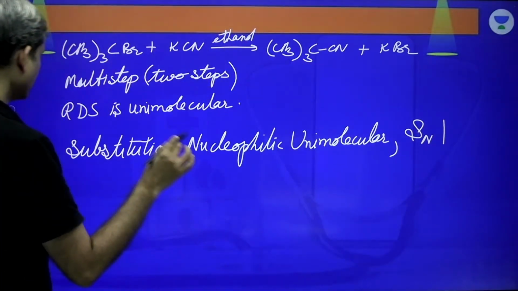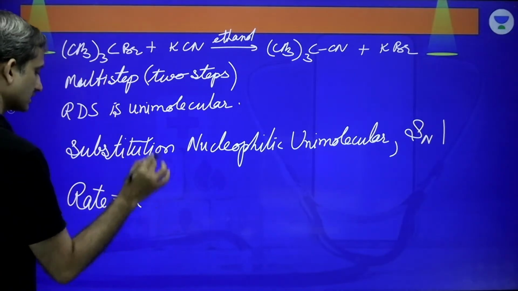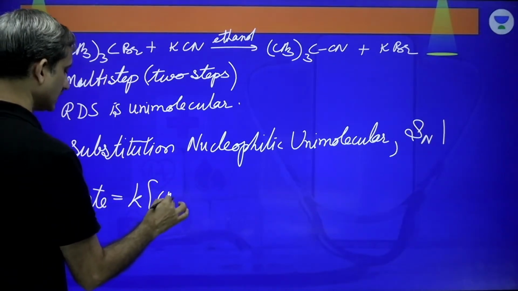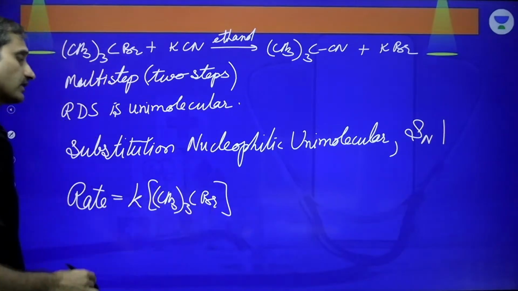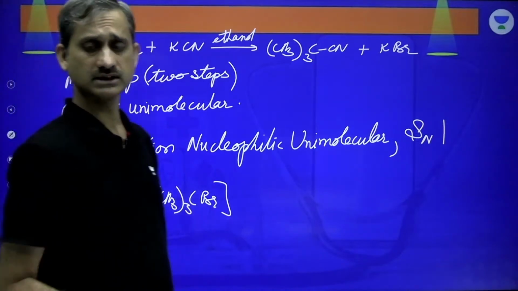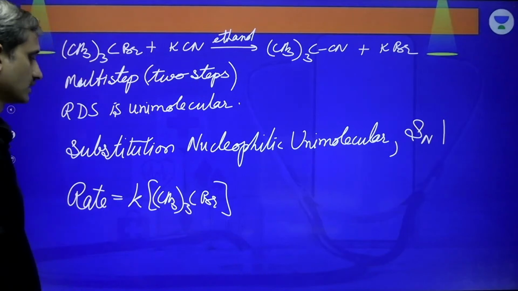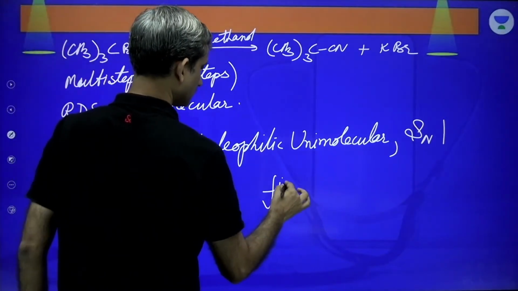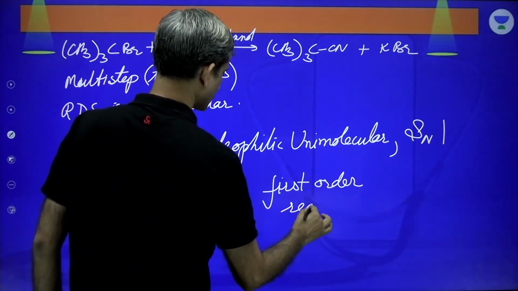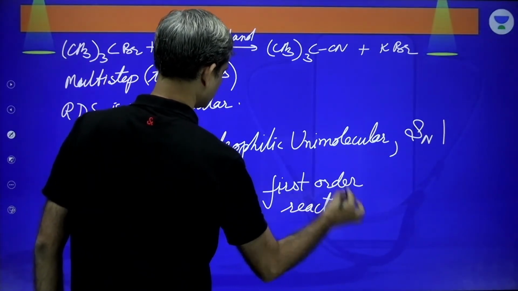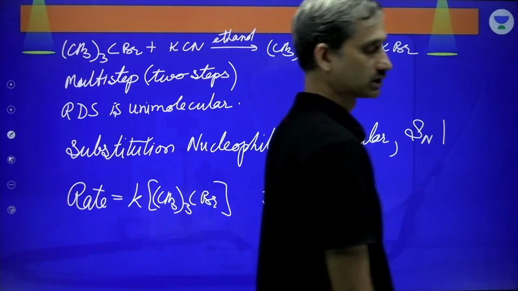Now, if we talk about the rate of this reaction, that will be the rate constant K into the concentration of (CH3)3CBr. This rate of the reaction is not going to depend on the concentration of KCN. So, this is a first order reaction. This is a first order reaction.